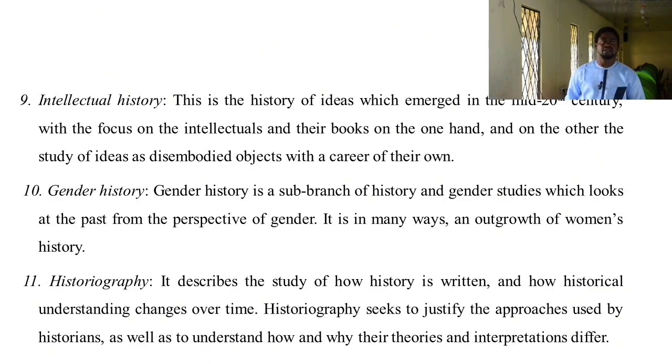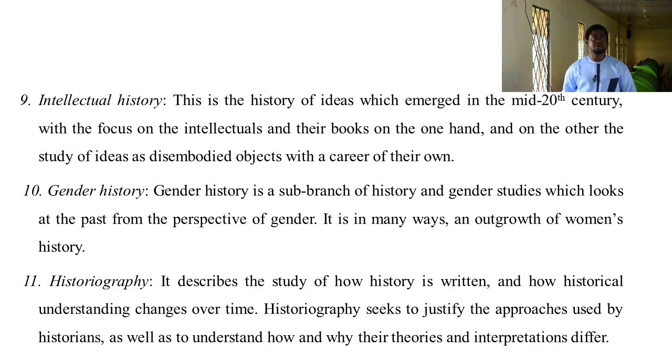Number nine is intellectual history. This is the history of ideas, which emerged in the mid-20th century with the focus on the intellectuals and their books on the one hand, and on the other, the study of ideas as disembodied objects with a career of their own. Number 10, we have gender history. Gender history is a sub-branch of history and gender studies which looks at the past from the perspective of gender. It is in many ways an outgrowth of women's history.